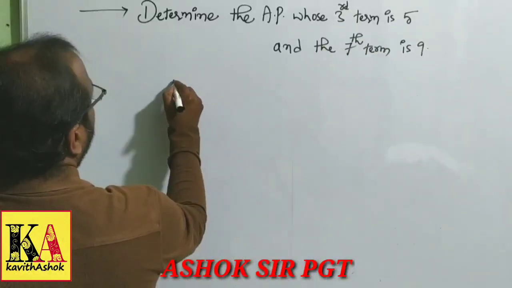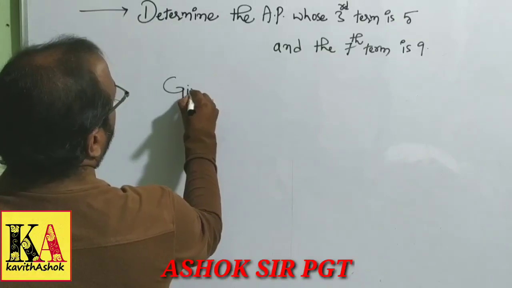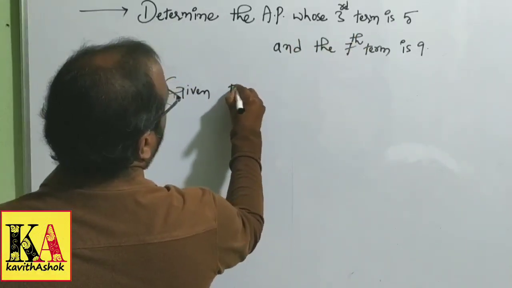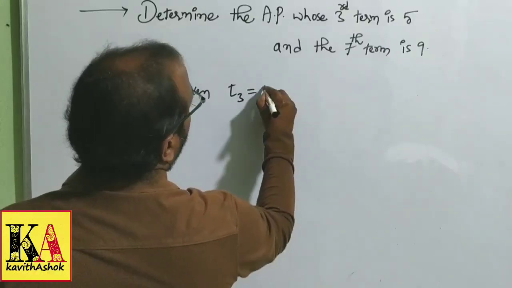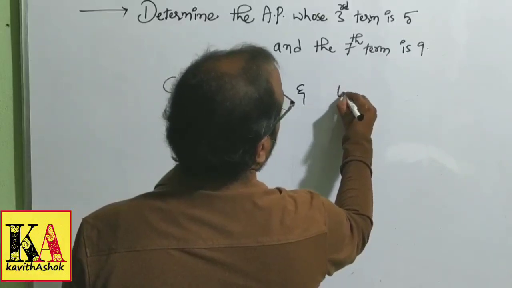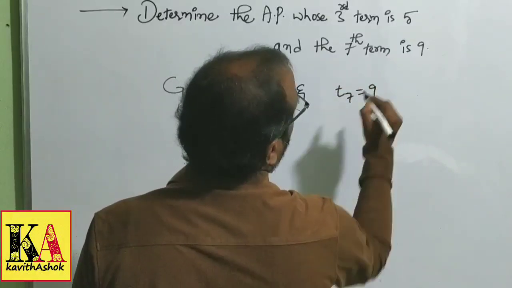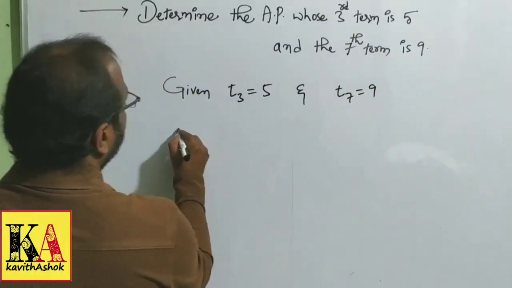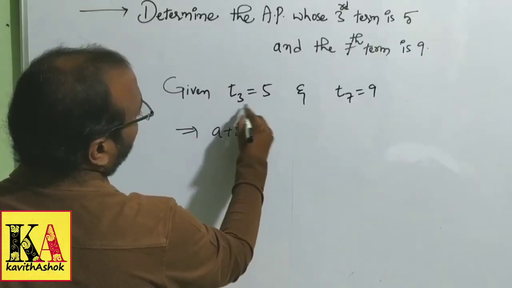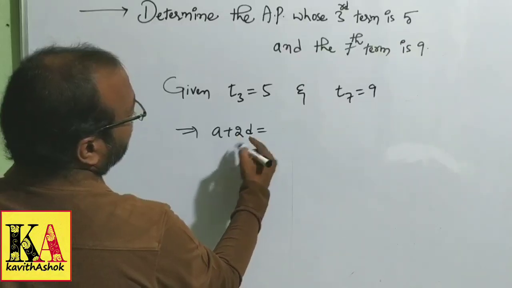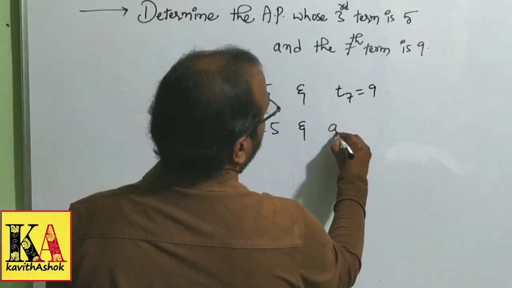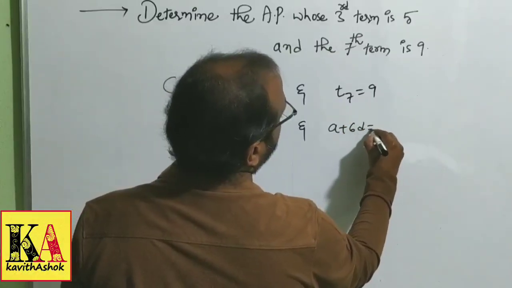So what is given here? Given: the third term T3 is 5 and the seventh term T7 is 9. T3 in the sense A plus 2D. 3 is there, that's why 2D. That is equal to 5. And T7 in the sense A plus 6D is equal to 9.